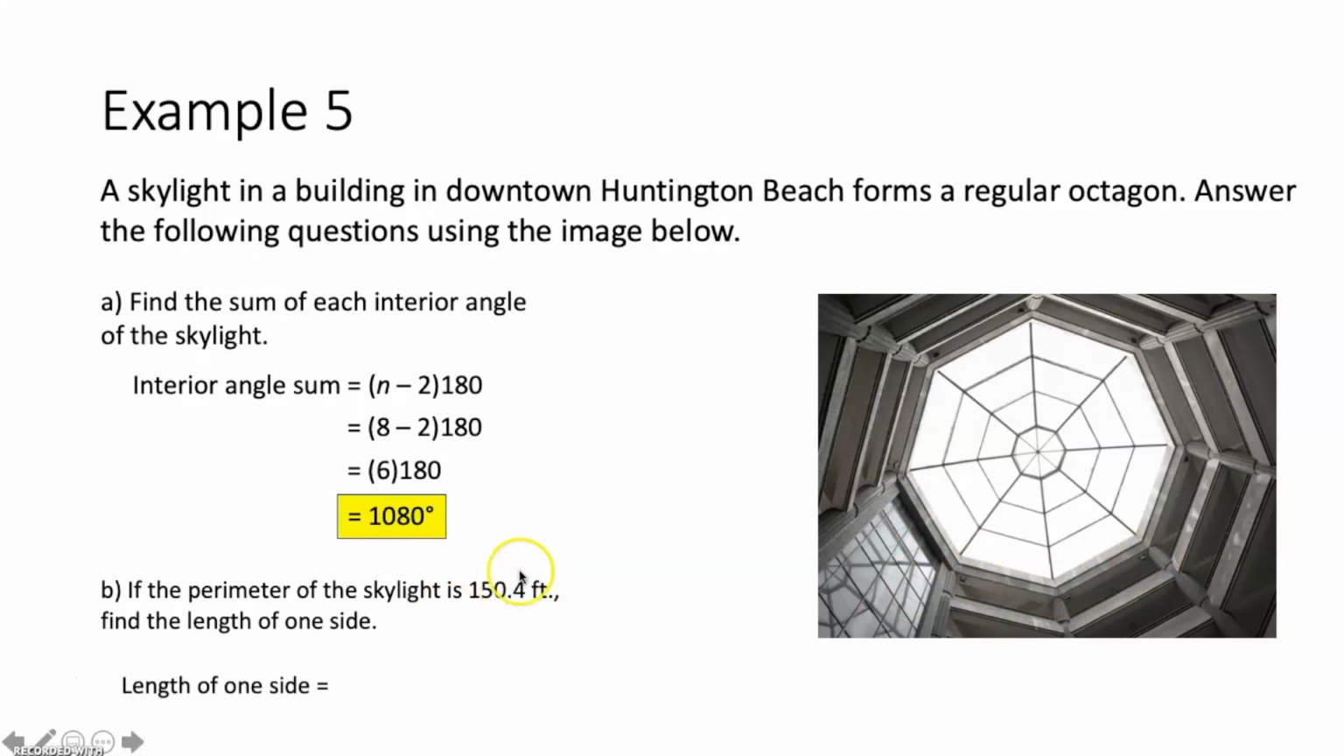So the length of one side would be 150.4 feet divided by the total number of sides, n, which in this case is 8. So 150.4 divided by 8 is going to give you 18.8 feet. And that's the length of one side of this regular octagon. And you're done.